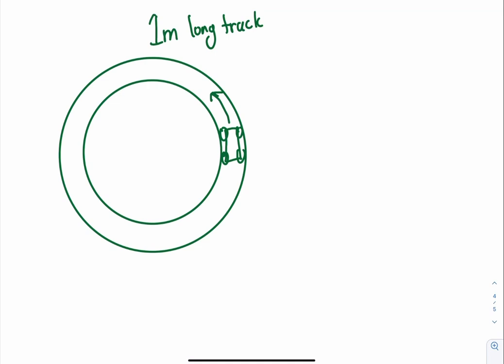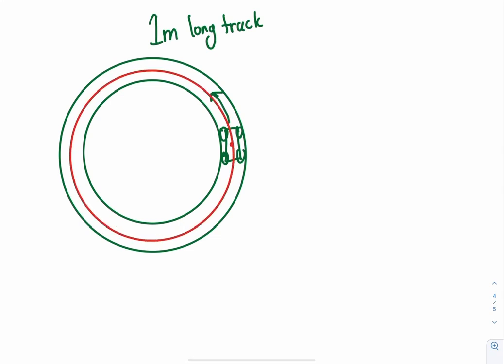Let's try a second example. Let's say this remote control car goes around a 1 meter long track once. That means its initial position and final position are the same, and it takes this path around the track.